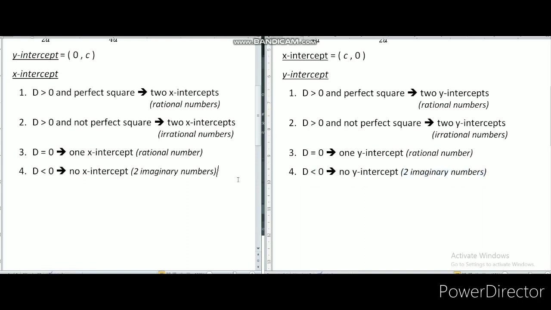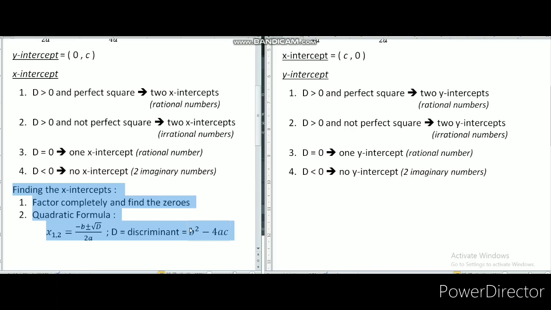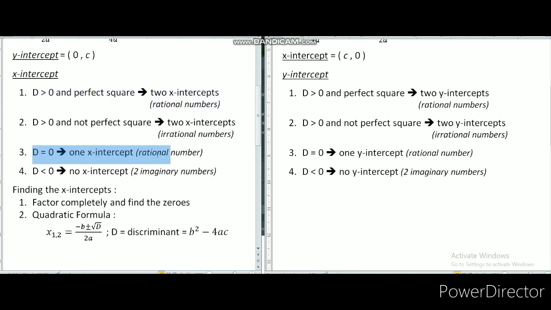let's find the value of your x-intercepts. You have already learned two methods, which are factor completely and find the zeros, which is applicable only for the first case and the third case, since we have rational numbers as our x-intercepts. Or the second one, the more general one, using the quadratic formula, since it is applicable for all of these situations.